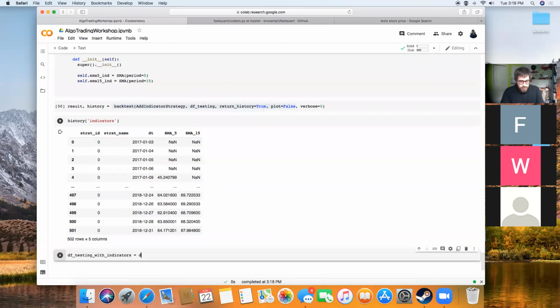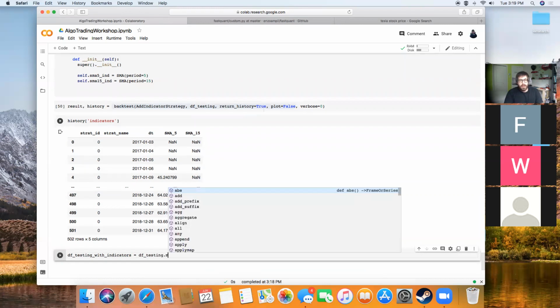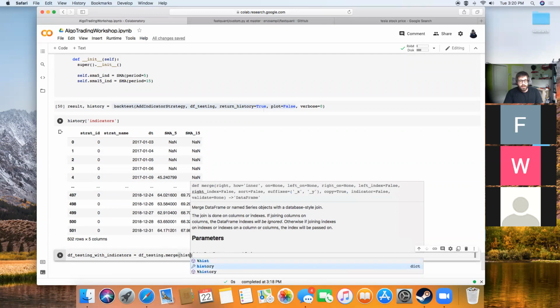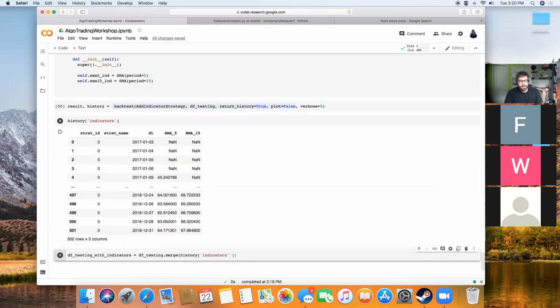And now what we're going to do is get the actual data we have. We can even specify what things we want from it, but let's just get everything. Why not? And let's do a merge. So we're going to merge this data frame with the history indicators, and specify from the indicators... okay, I actually think we should pass.